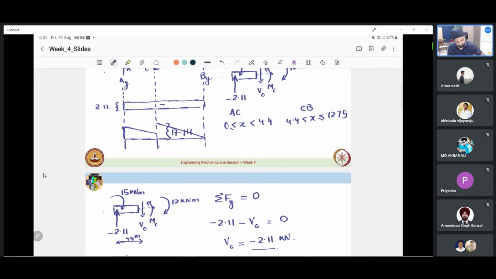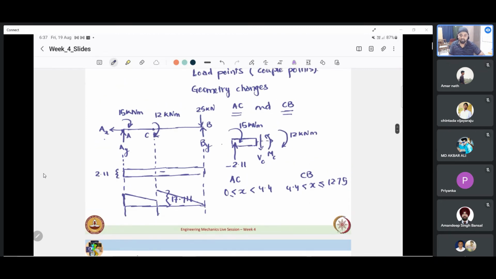Now this moment was anti-clockwise, but we can see that at C there is a couple applied, so there will be a jump in the bending moment diagram. It will go down by 12. So this remaining will be 5.711, and then it will pick up again, go to 15, and then come back to 0. So this is the bending moment diagram for this question. So we have successfully plotted the shear force diagram and bending moment diagram for this question.